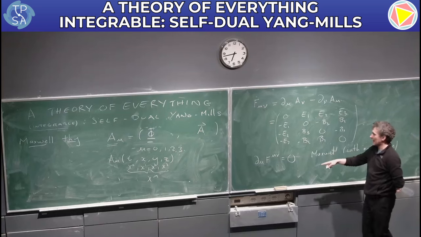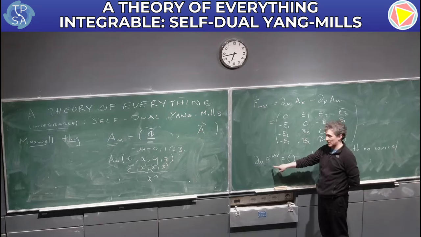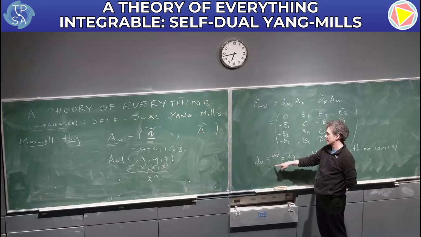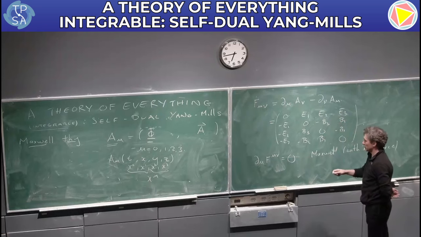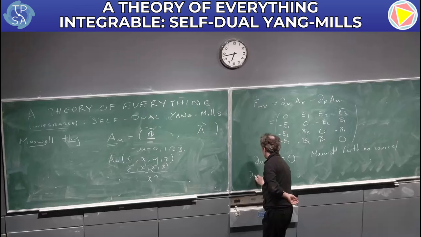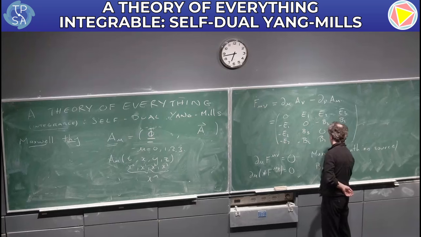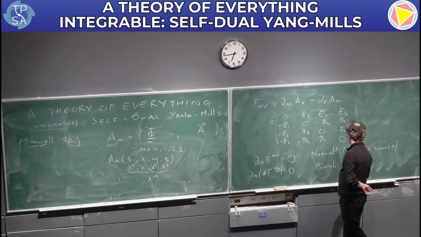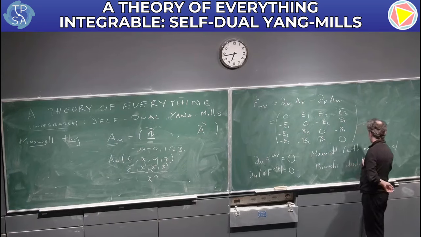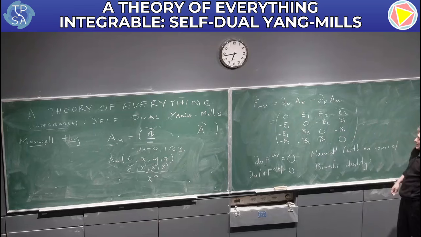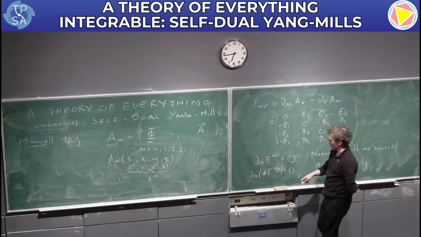Good. So this is physics. This bit is sort of physics. There's no way of getting that from mathematical consistency. It's physics. But the next equation, this one, is the so-called Bianchi identity. And this one is just a property of what this thing means.